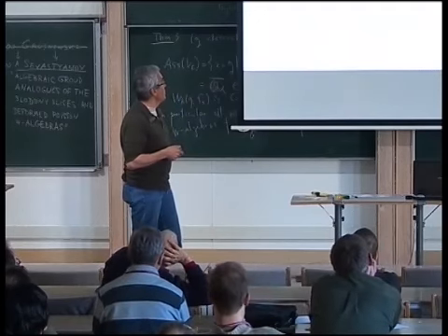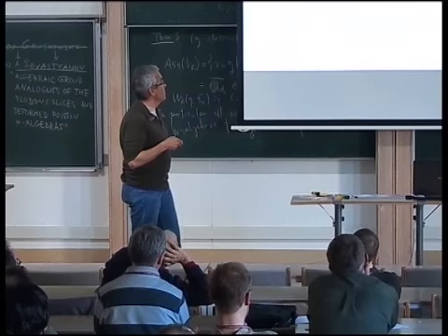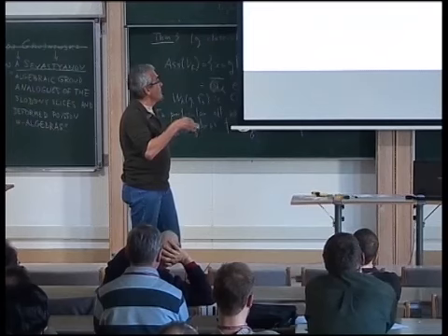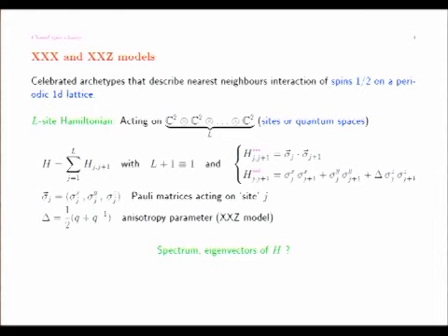The form of the Hamiltonian is written here. So for the XXX model, it's just the scalar product of Pauli matrices at site j and site j plus 1. So it's a spin interaction. And for the XXZ model, you have an anisotropy parameter which shows up, which is written there as a function of q, the deformation parameter of the algebra, which will show up. And so what we want to do is to compute the spectrum of this Hamiltonian H acting on this spin chain, and find its eigenvectors.